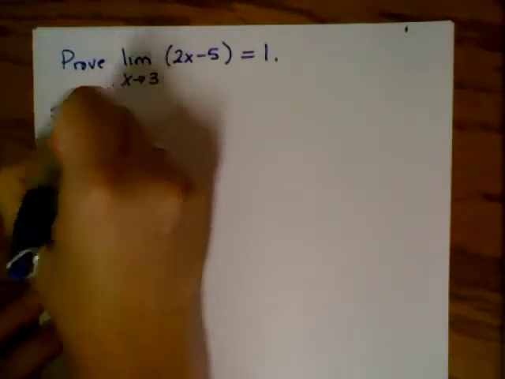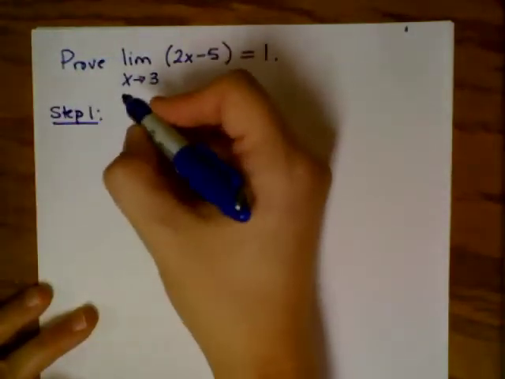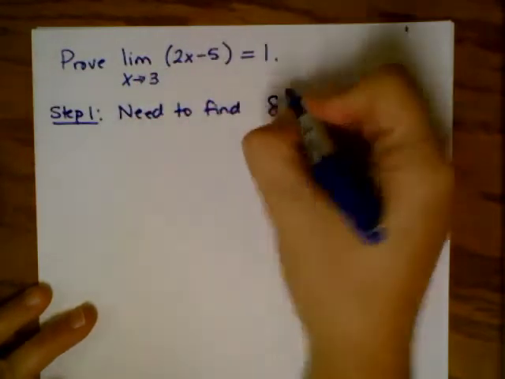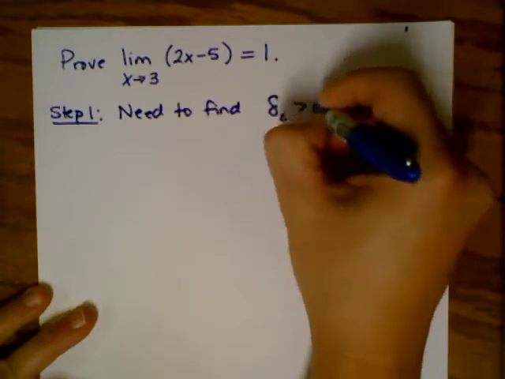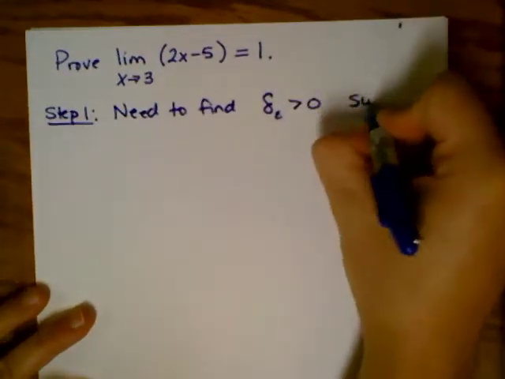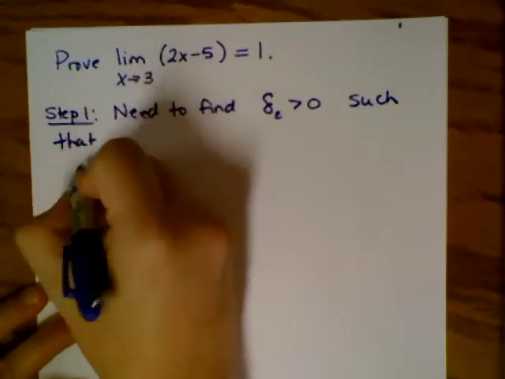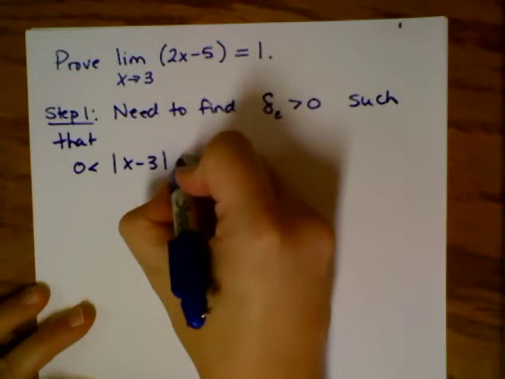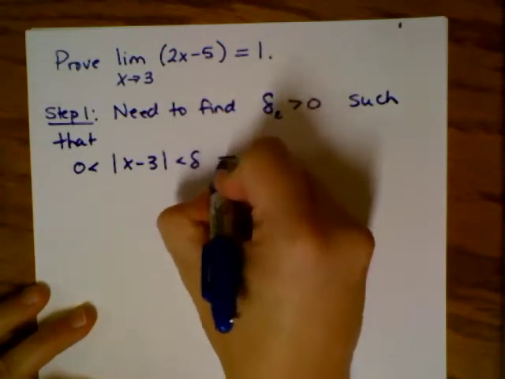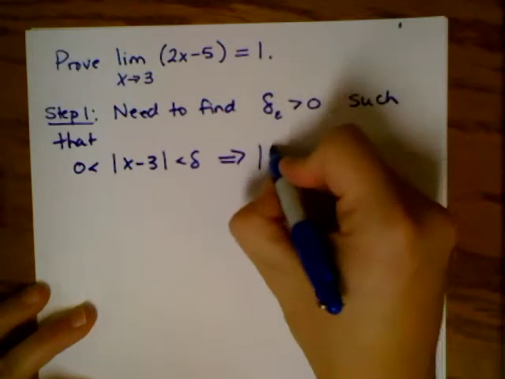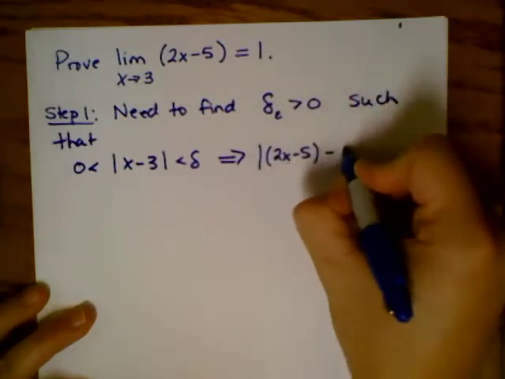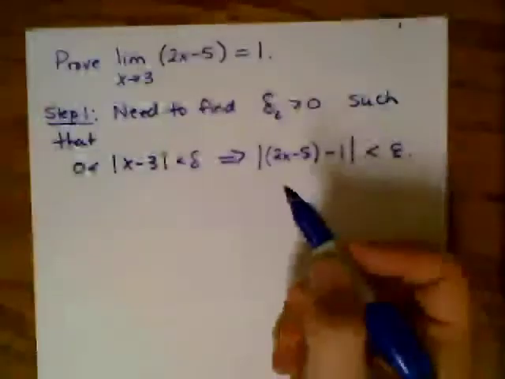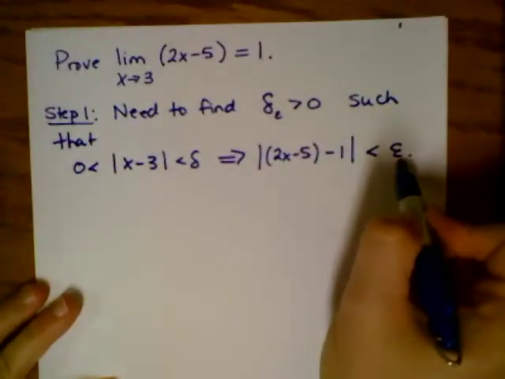Okay. Step 1. We need to find a delta, and it'll be in terms of epsilon, and it'll be positive, such that if we assume that the absolute value of x minus 3 is between 0 and delta, that will imply f of x minus L is less than the given epsilon. Okay, we're going to be given an arbitrary epsilon.